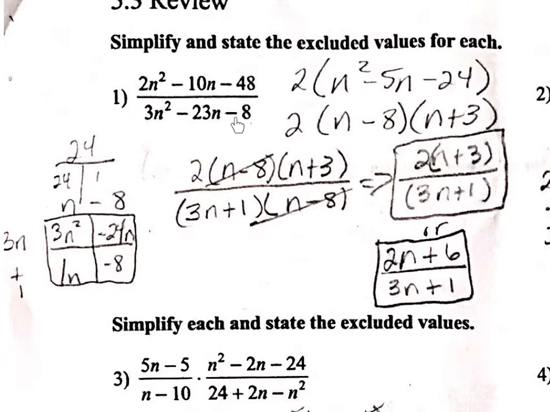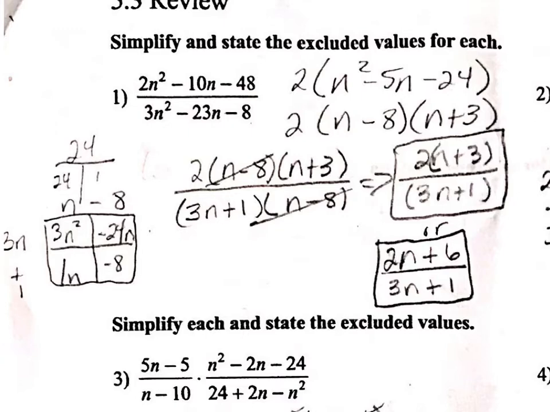So 3 times -8, that's -24. I could have put a negative sign here, but I chose not to. Then you find the factor pairs that are going to add to give -23. That's going to be -24 and +1. So I wrote those in my box: -24n and +1n. When I combine these two values together, they equal -23n.